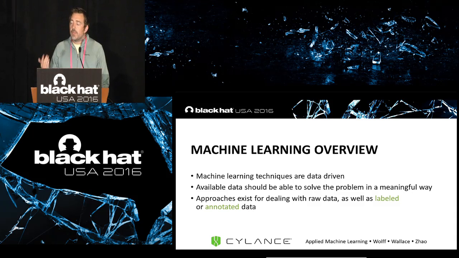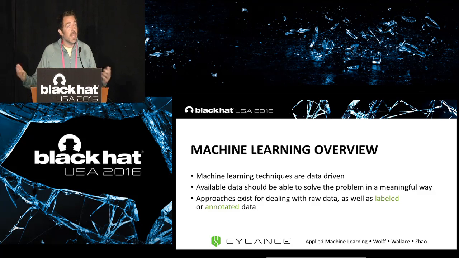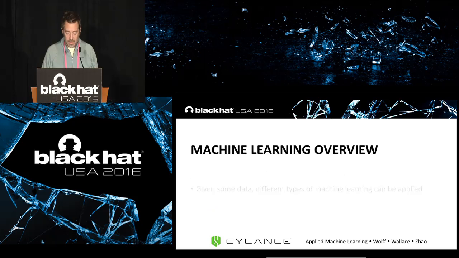Just to give you a brief overview of how machine learning works for those of you who aren't familiar with it: machine learning is data-driven techniques. Typically you have a bunch of data and you want to learn from that data, and that's where machine learning is useful. There are two main classes of machine learning: unsupervised learning and supervised learning. Supervised means you have some labeled, annotated data, so you know what the data represents, and that representation helps you solve the problem.